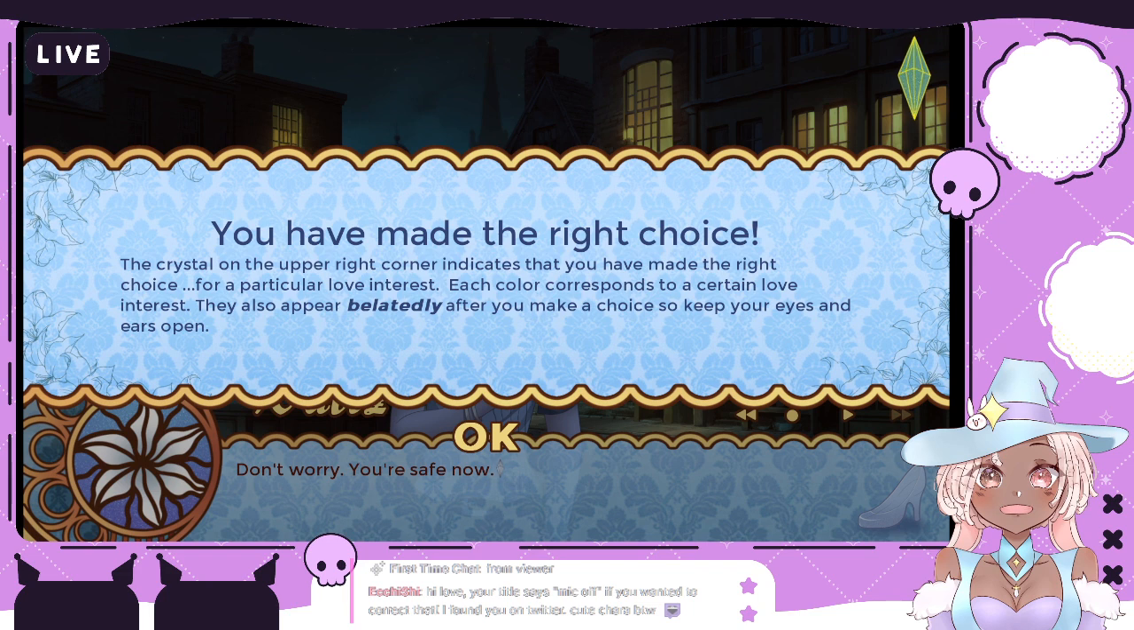No, not let's go. No, because what if I want a certain love interest, but I can't get him because I chose the wrong one? The crystal, it literally says right here, each color corresponds to a certain love interest. So let's say the redhead, I want to be with a redhead, and I end up choosing a choice that gets the little boy. Then what? Oh my gosh.